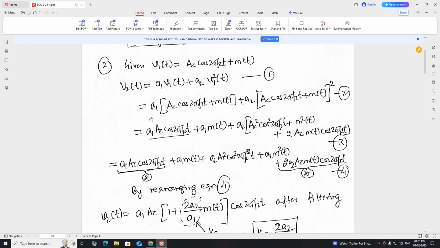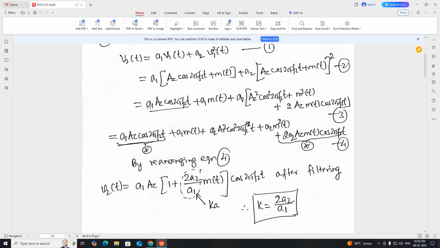Now I multiply A1 to both the terms: A1 Ac cos 2πfc t + A1 m(t). For the squared term, first I will expand using the (A + B) whole square formula, A squared + B squared + 2AB. So this becomes Ac squared cos squared 2πfc t, then m squared(t), and 2AB becomes 2 Ac m(t) cos 2πfc t. Let me call this equation 3. I will retain these two as they are, not disturbing them. Now I multiply A2 to all these three terms.